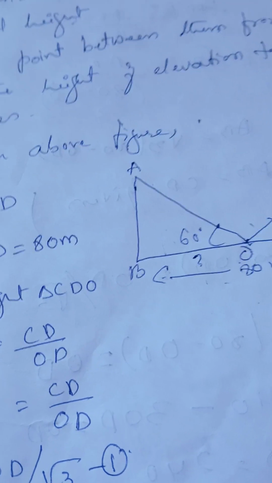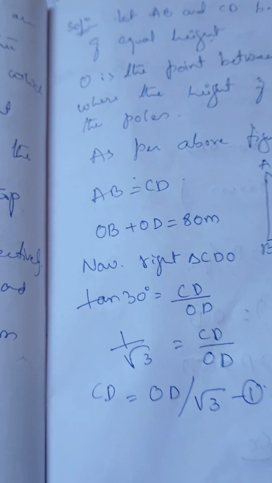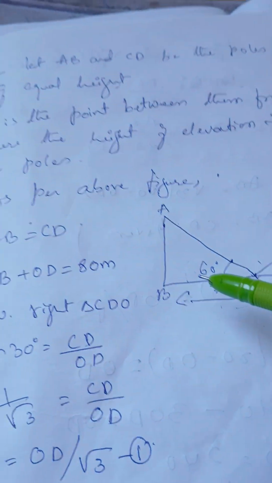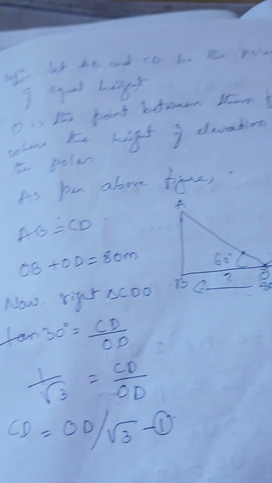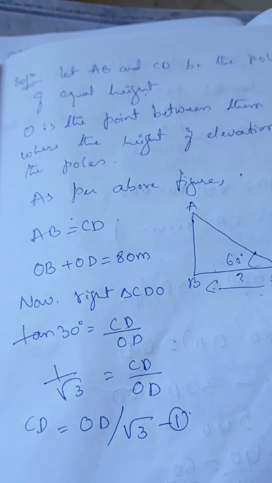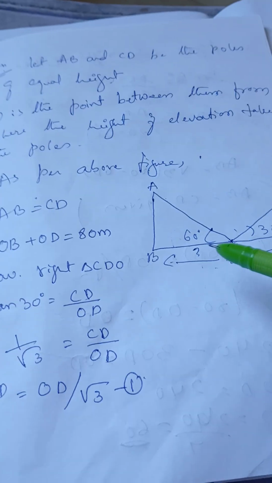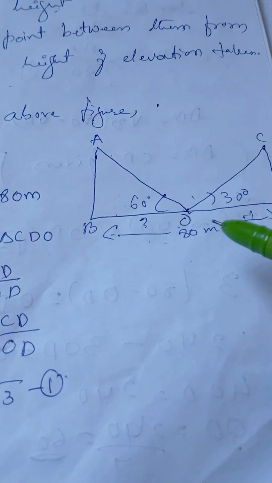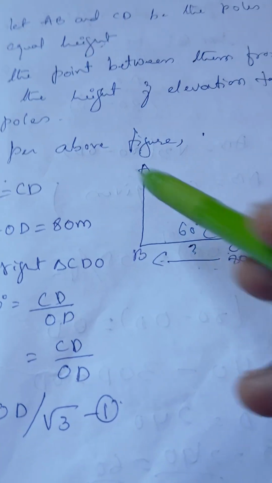Clear? So we have to find out BO and OD. Let AB and CD be the two poles, as given. The two poles are of equal height, so AB and CD are equal. O is the point between them from where the angle of elevation is taken.